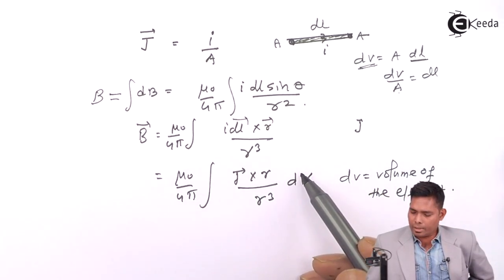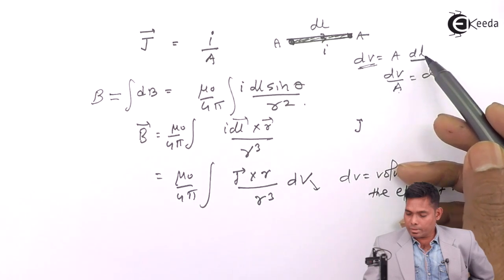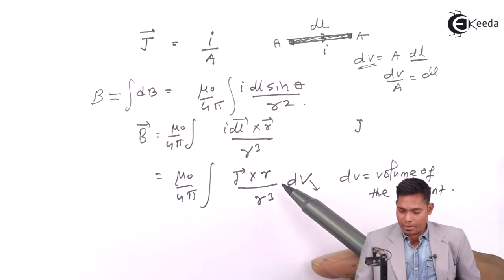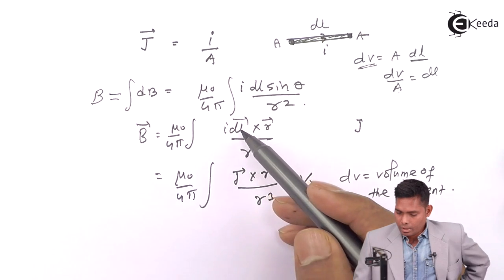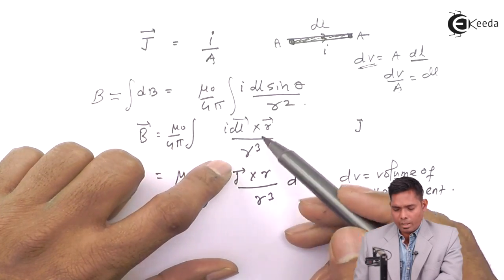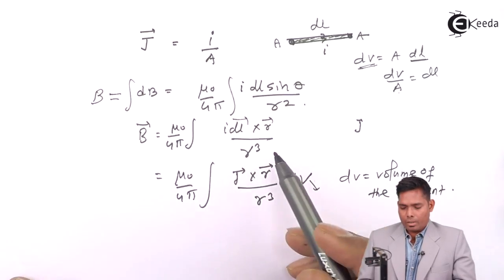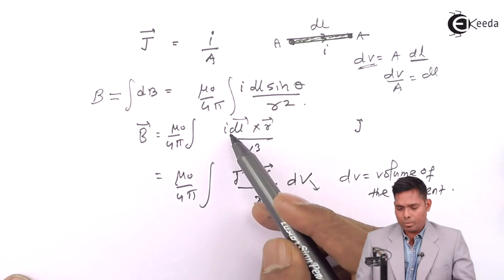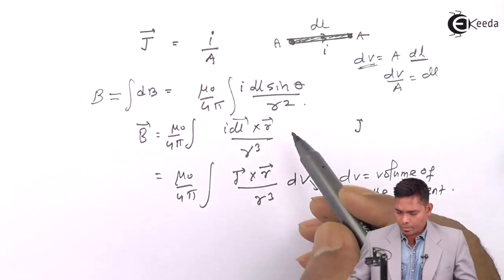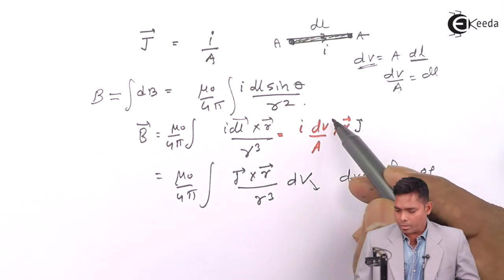Because I don't have the volume over there, I'll replace dl by dV by A, and for J I require I by A. So here this dl is dV by A and I by A is your J. So this is J, r and dV. Again I am repeating, I dl r divided by r cube. What is dl? dl is dV by A. So I'll write that here.